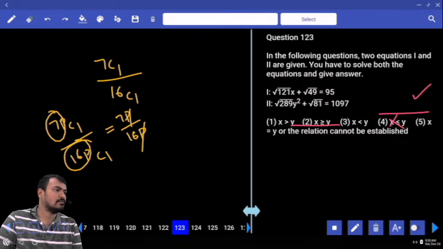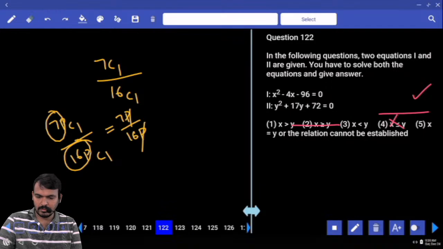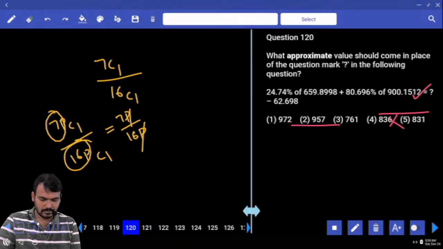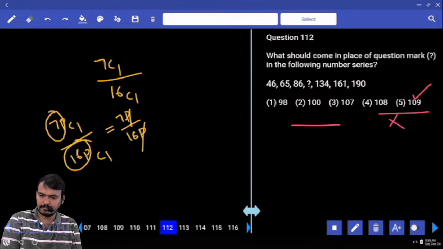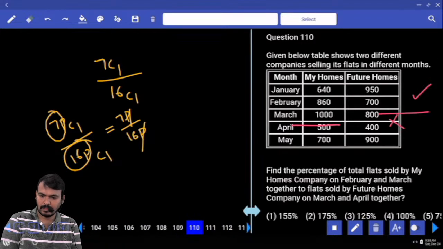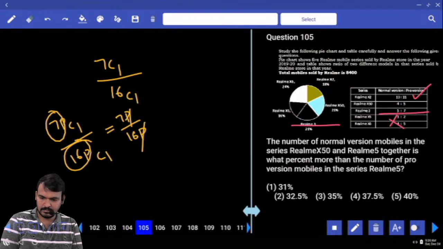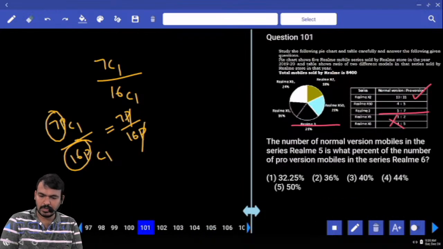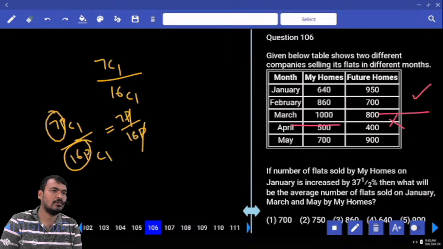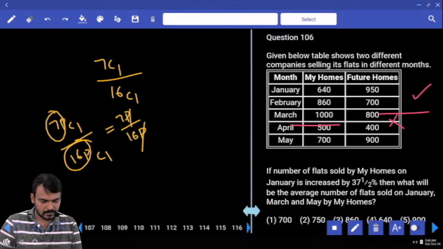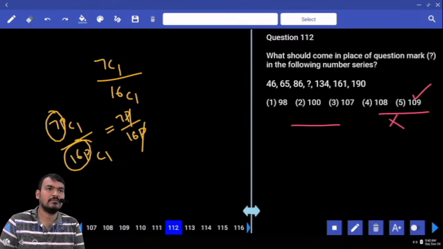Quadratic equations? No? One not 1 to 105? No? 106? No? Number series? వచ్చేసాయా?